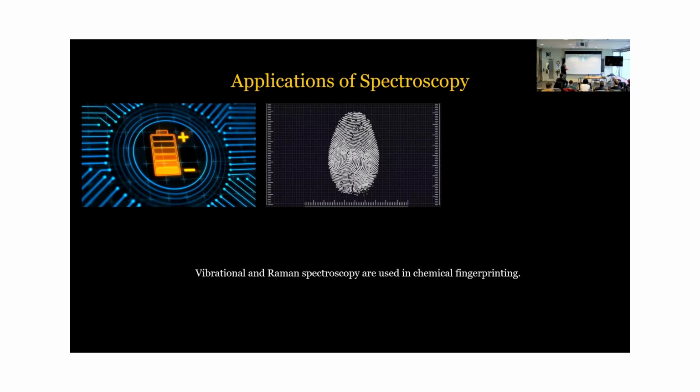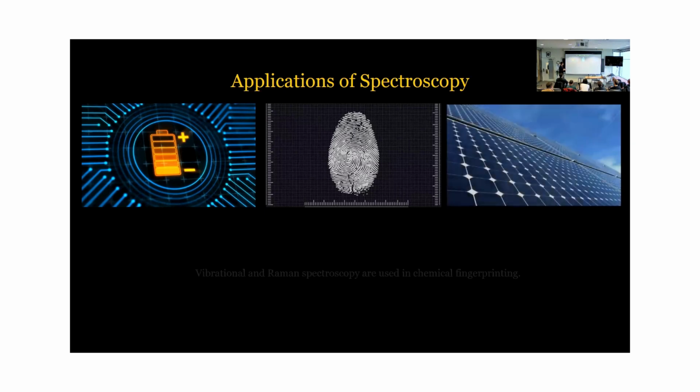Interestingly enough, this is also used in forensics. So you can do fingerprinting of actual finger marks at a crime scene to figure out the different kinds of chemicals that were present. Another example of this is in pharmaceuticals. There are handheld spectrometers that let you point at something and get its vibrational spectrum. And then if you have a database to compare to, you can figure out what the composition of the material is.